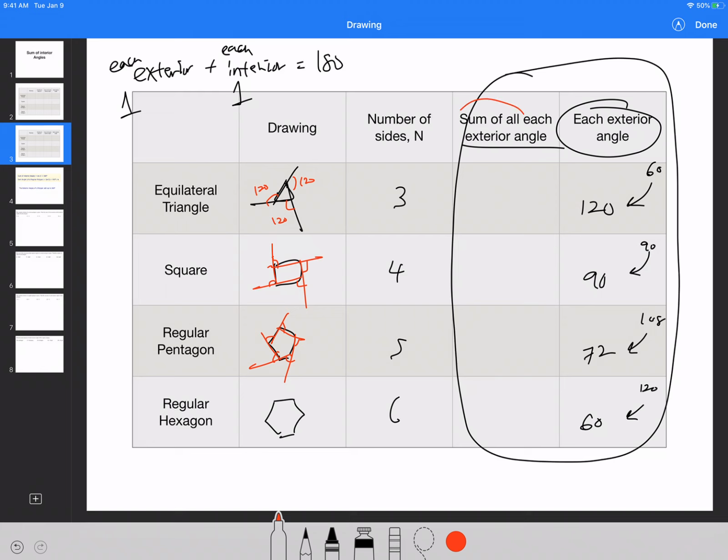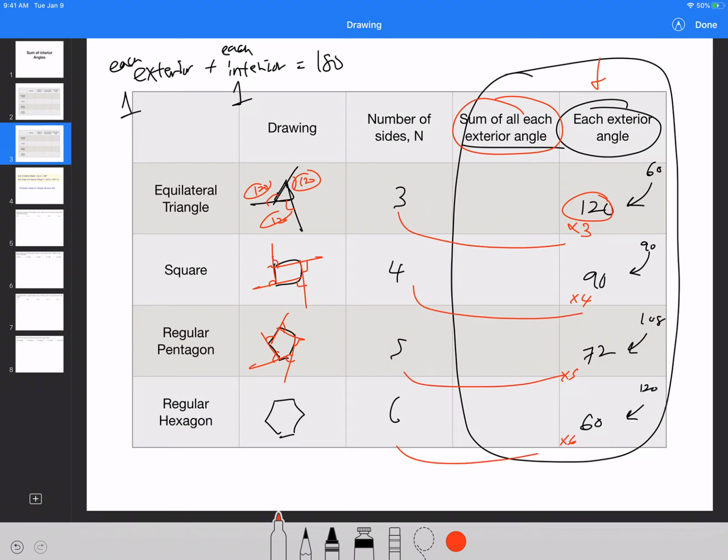Now I want to find the sum of it. The sum is this exterior angle times how many of those there are. So it's simply whatever this column gave me times n: times 3, times 4, times 5, and times 6, because those are your number of sides. But notice there's a pattern to the answers, because 120 times 3 is 360. 90 times 4 is 360. 72 times 5, yes, you guessed it, it's 360. And 60 times 6 also gives you 360.